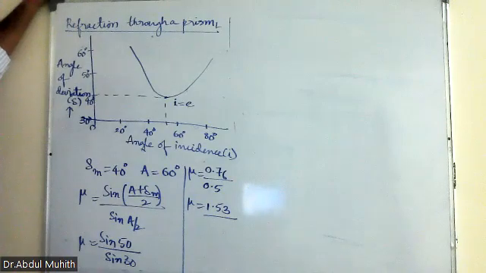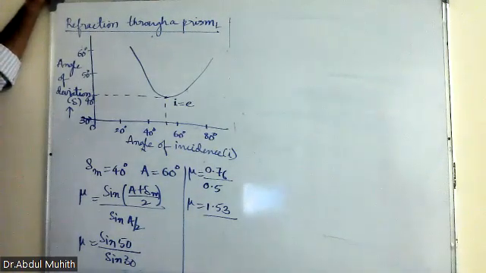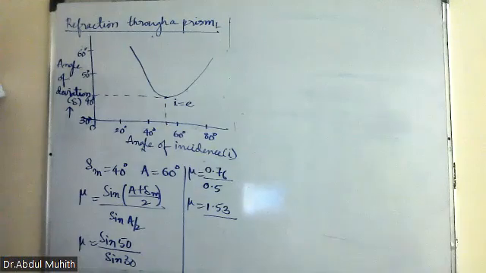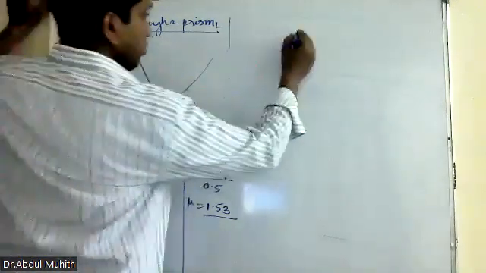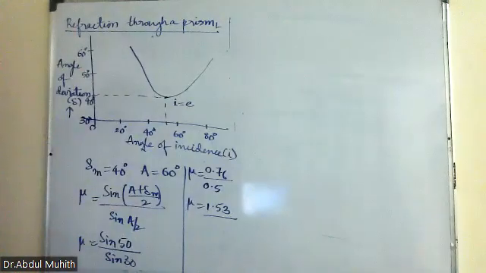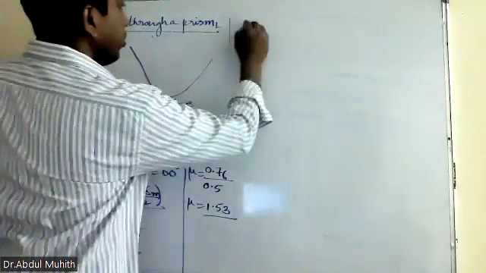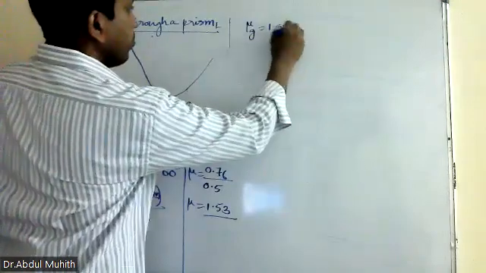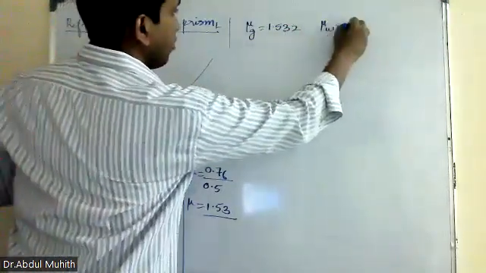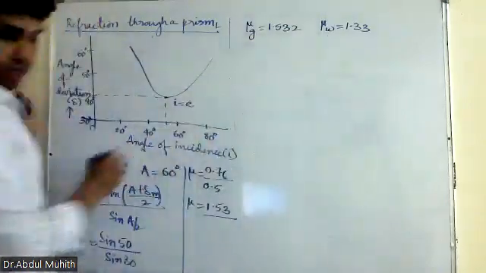The second one, he says, refractive index mu is equal to what, for the second case? Now the same prism is placed in water. He is asking what will be the angle of minimum deviation in the second case. So we know that the refractive index of glass is 1.532, and the refractive index of water is already given, that is 1.33. And what is the formula now?